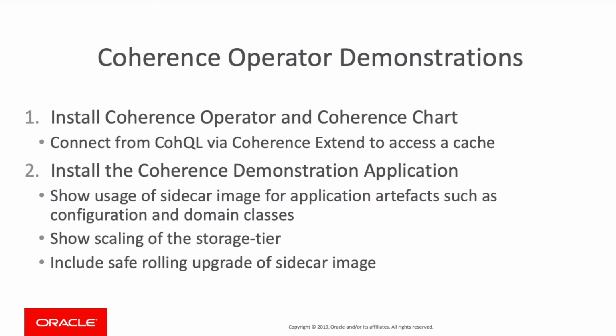In this demonstration, we will install the Coherence Operator and Coherence charts as well as access the cluster via kubectl. We will also install the Coherence demo application. This will show the usage of the sidecar image for application artifacts such as configuration files and domain classes. It will also show the scaling of the storage tier as well as carrying out a safe rolling upgrade of the sidecar image.